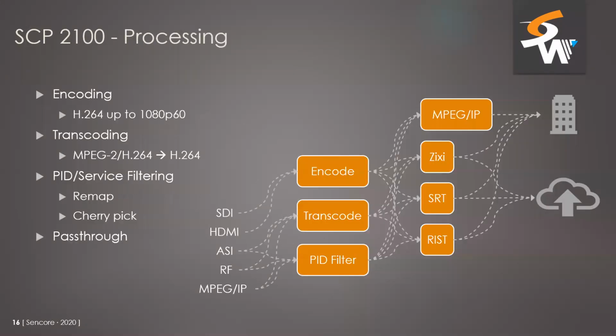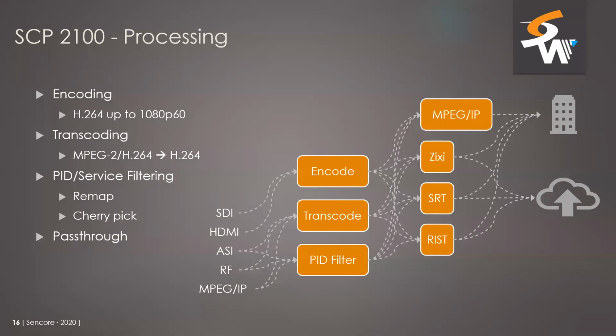So the processing. I just wanted to illustrate here what type of processing is inside of this unit. We touched on a little bit of the encoding. So we'll do H.264 encoding up to 1080p 60, and this is all ASIC-based encoding, so you should get really nice quality encoding at very little power. We also do transcoding, MPEG-2 and H.264, to H.264. So all of the processing has H.264 on the output, and then MPEG-2 or H.264 on the input.